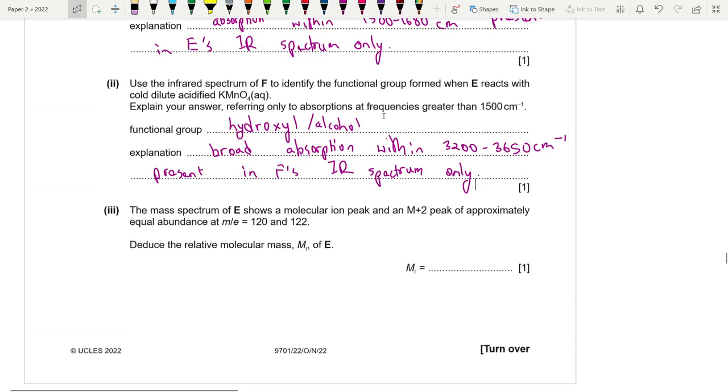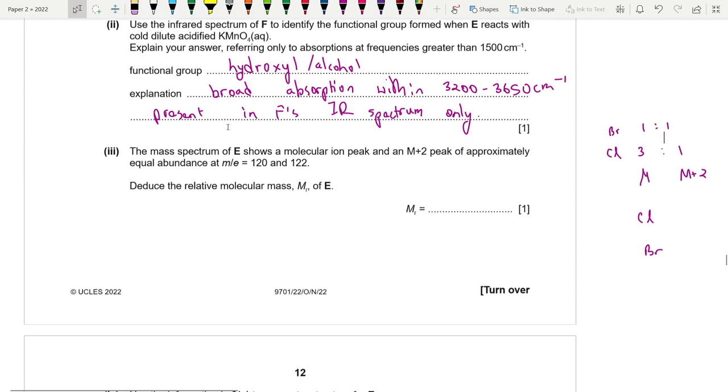Great. Now the mass spectrum of E shows a molecular ion peak M and an M plus 2 peak of approximately equal abundance. So guys, remember, for the M plus 2 peak and M peak, we only have two in our syllabus: chlorine and bromine. For chlorine, the ratio is going to be 3 to 1, and for bromine, the ratio is going to be 1 to 1 because they're found equally in nature. So deduce the relative molecular mass of E. Let's try doing that.